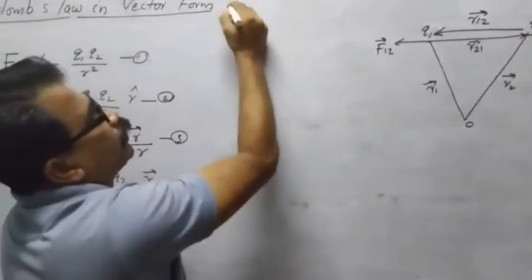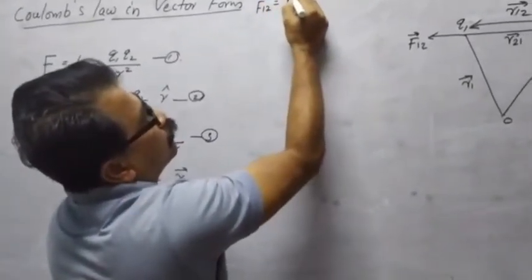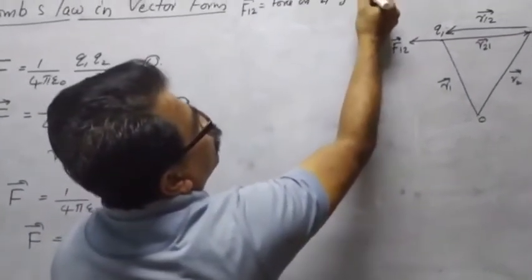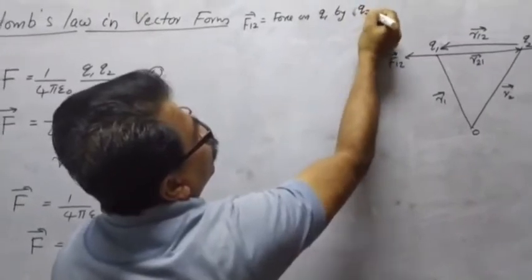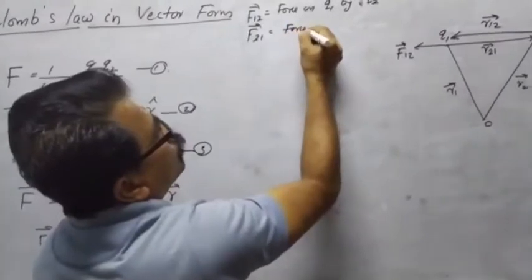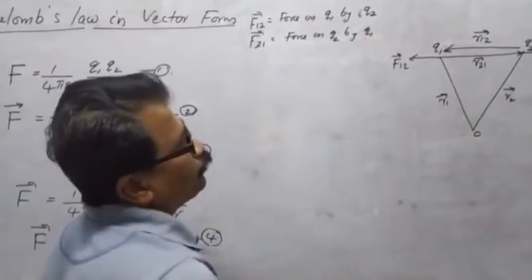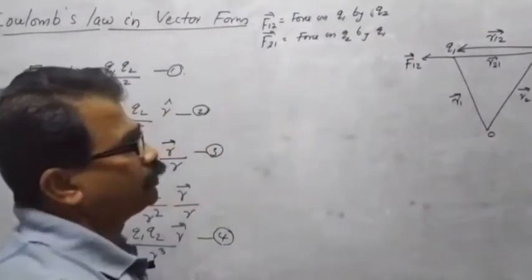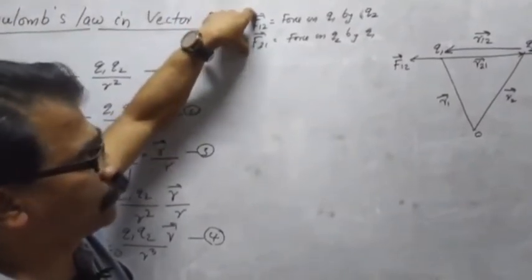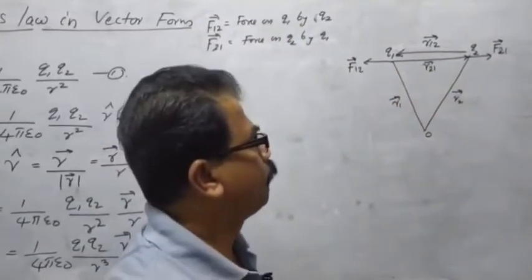That is, F12 is the force on Q1 by Q2, and F21 is the force on Q2 by Q1. These are the forces exerted by the two charges on each other. In this case, the two forces will be forces of repulsion.